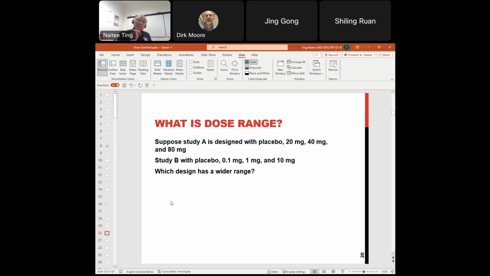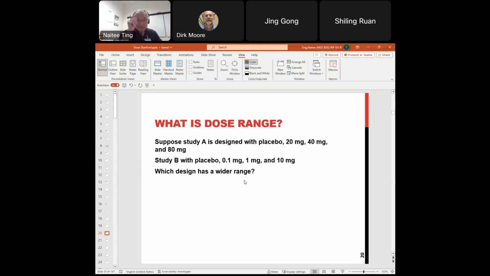What does it mean by a dose range for a given study design? Suppose design A, I have placebo, 20, 40, 80. In design B, I have placebo, 0.1, 1, and 10. Which design has a wider range? Is that A or B? Wait a minute, Naitee, you have to define what is dose range.